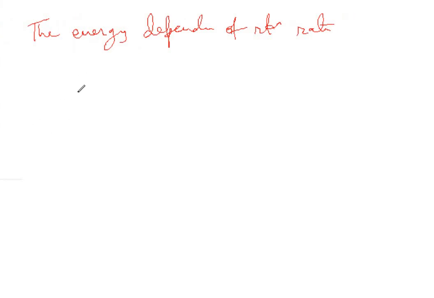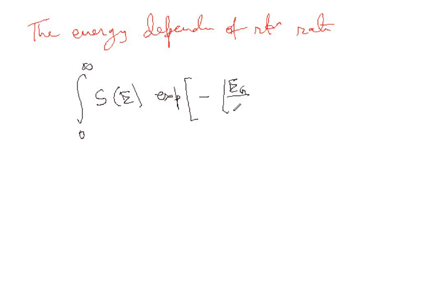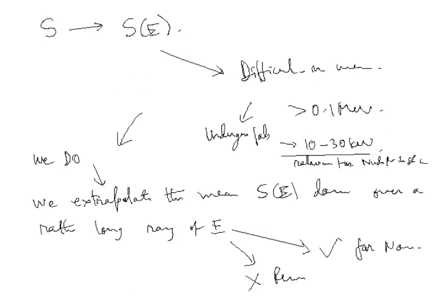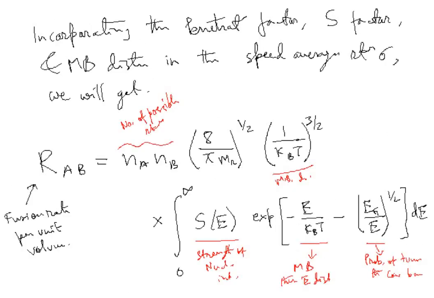Right, and this is given by this term, integral from 0 to infinity of S(E) into exponential of minus, let me put this term first, E_G by E to the power half, minus E by k_B T, dE. Any questions? Okay, so this is what we did previously, and now just a second, maybe I have skipped this part.